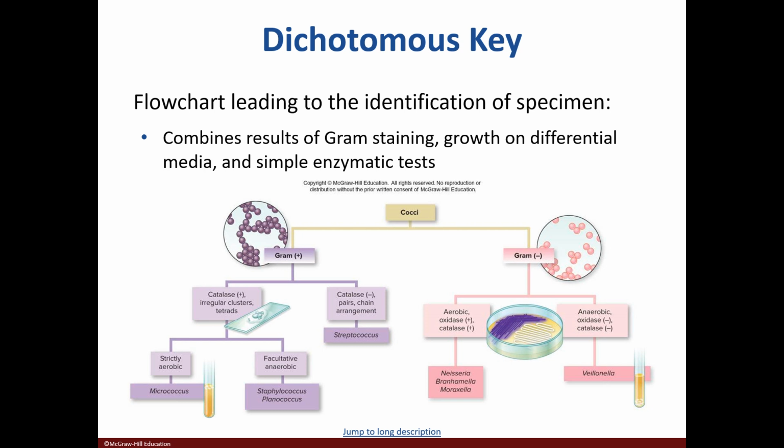A dichotomous key is a flowchart that uses test results to determine the identification of a microbe.